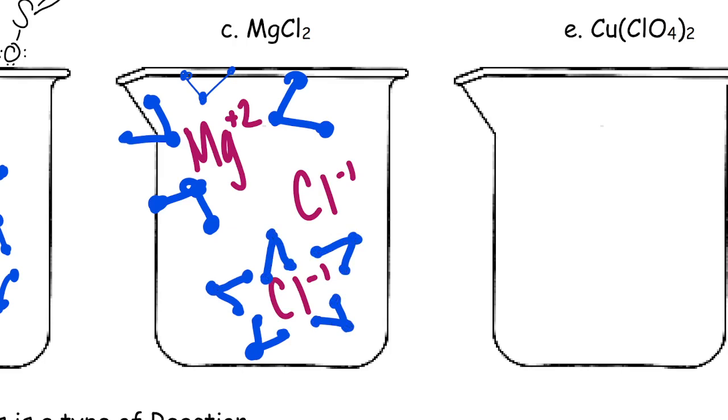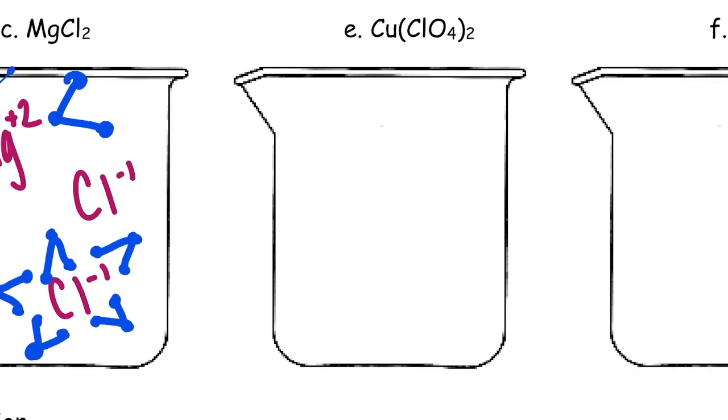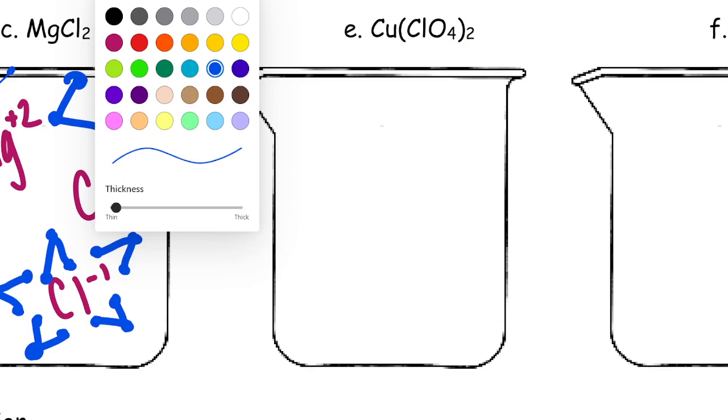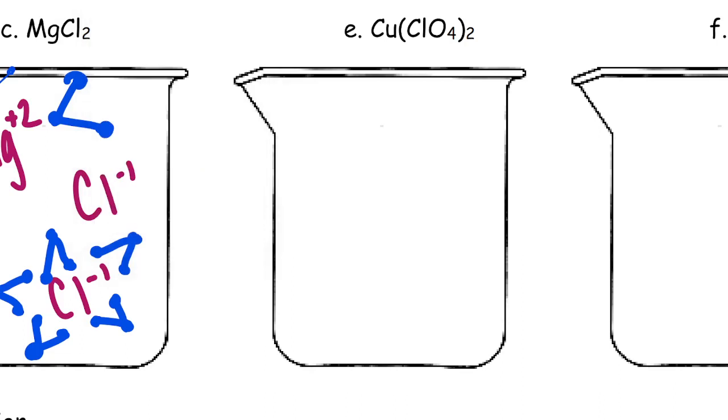Make sense? All right, let's do the next one. CuClO4. Is this ionic or covalent? It's ionic. So that means I would be left with little copper plus 2 ions and perchlorate minus 1 ions.